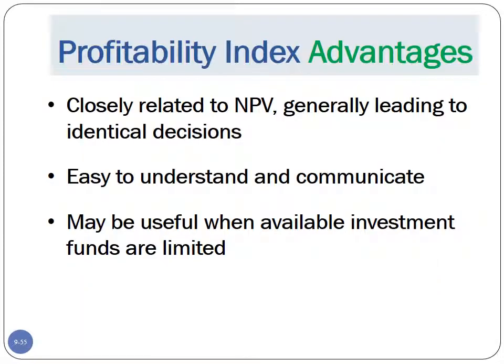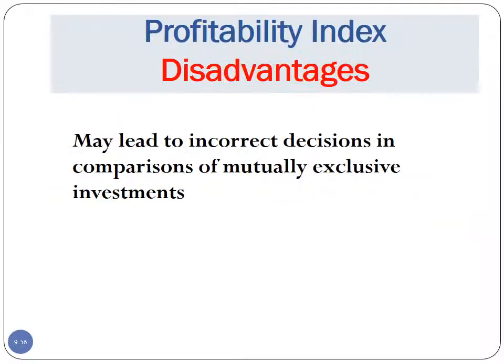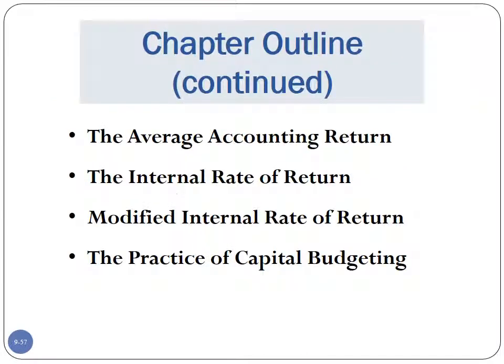It's closely related to NPV. It generally leads to the same decisions you would make using a net present value analysis. It's relatively easy to understand and communicate. And it may be useful when available investment funds are limited. You're trying to look at where the return is on these different areas, and where we can get our greatest return. It may lead to incorrect decisions, though, if you're comparing mutually exclusive investments, because it doesn't include indications of scale and changes in capital structure.